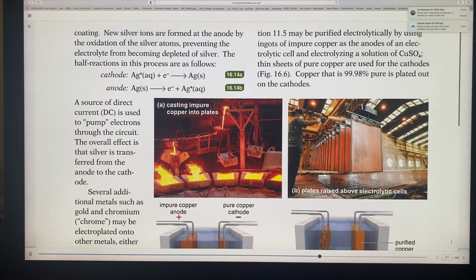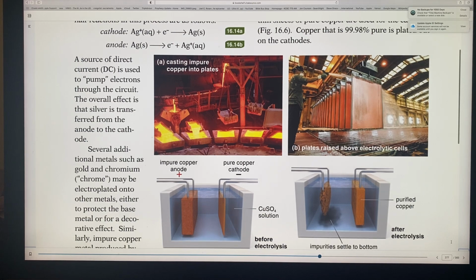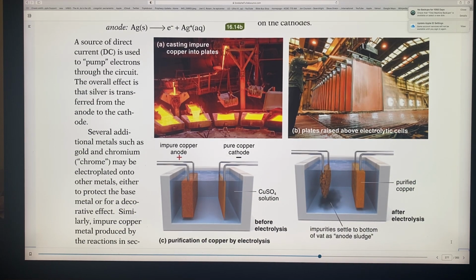And of course, this same process is used in purifying copper. And we have this example. This is how it is in the factories here, where they raise these copper plates, and as they put them through the solution here, the coppers end up becoming purified. It's raised above the electrolyte cells here. And here's the cell here.